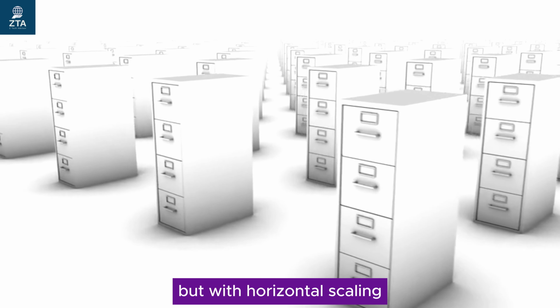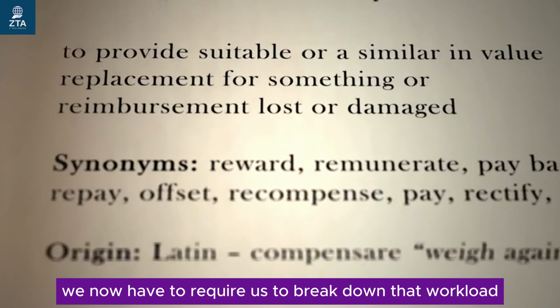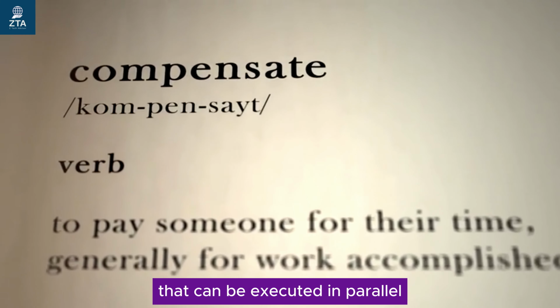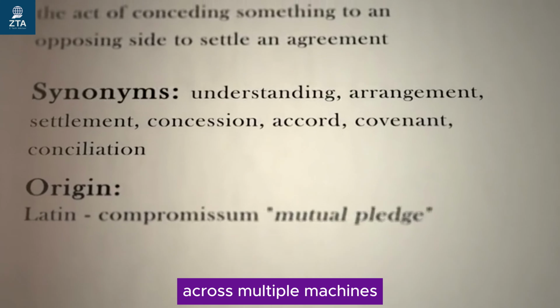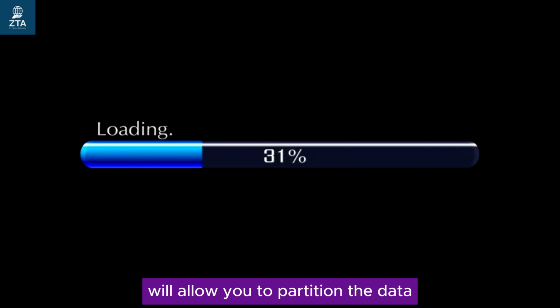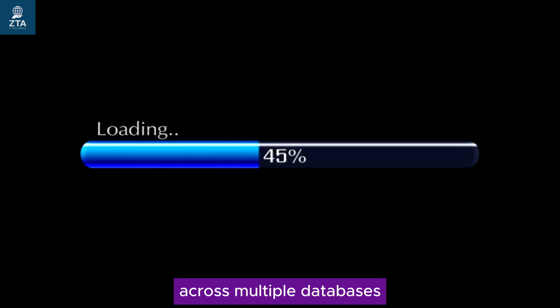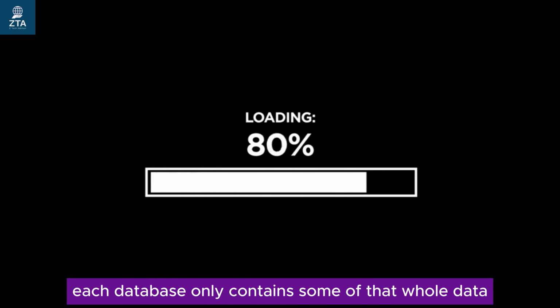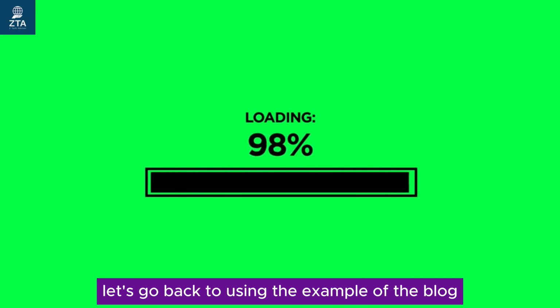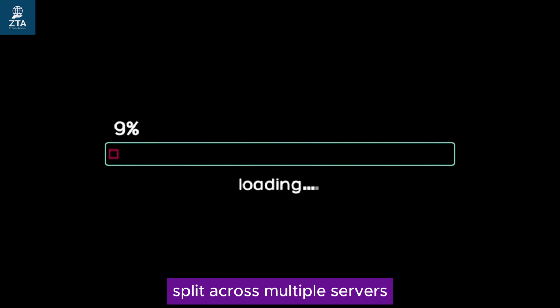But horizontal scaling requires us to break down that workload into smaller pieces of logic that can be executed in parallel across multiple machines. If you're using a database to run your website, horizontal scaling will allow you to partition the data across multiple databases so that each database only contains some of that whole data. For example, let's go back to using the example of the blog. You might have a collection of thousands of different articles split across multiple servers.